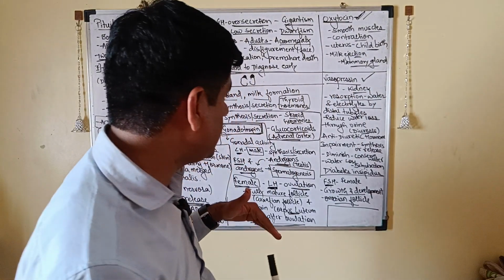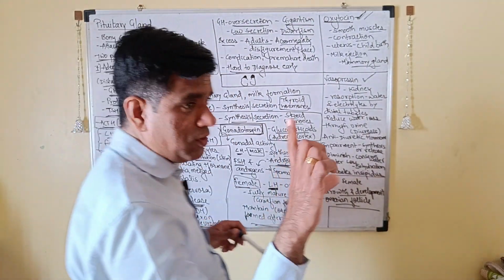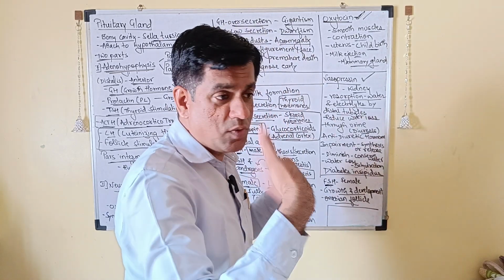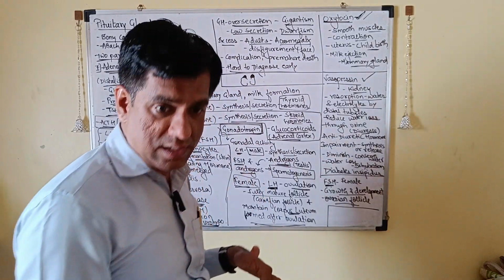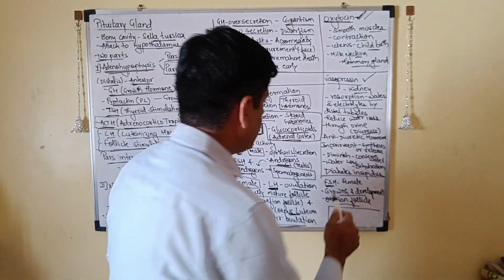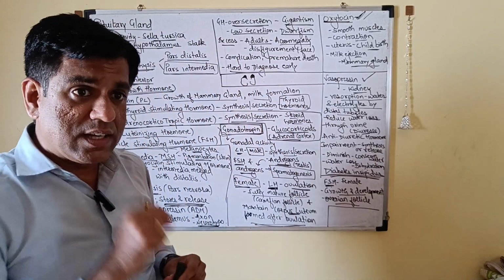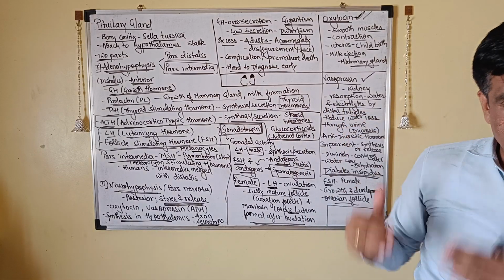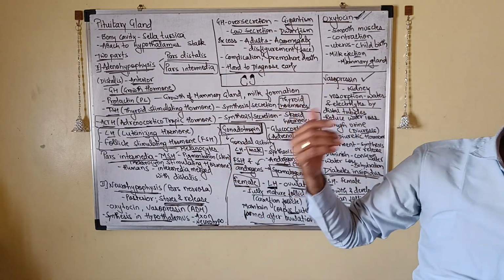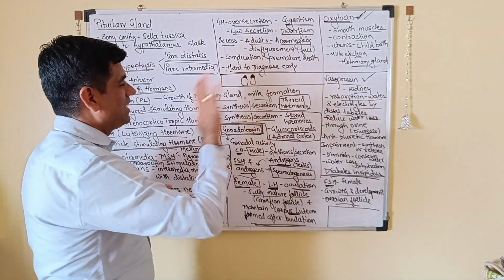Now if there is an impairment in this synthesis or release, what will happen is the ADH level will be less. So water loss will be more, and that will lead to dehydration. It increases thirst, and that disease is called diabetes insipidus. So diabetes insipidus occurs when levels of ADH are less. So when levels of ADH are less, it results in diabetes insipidus.